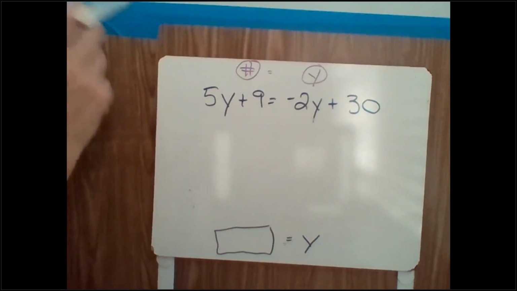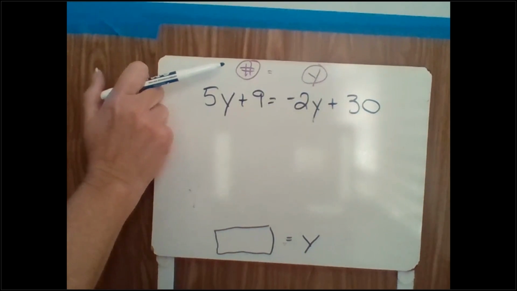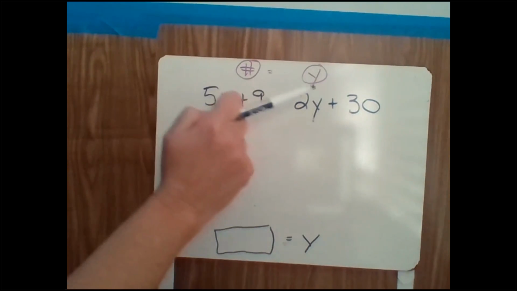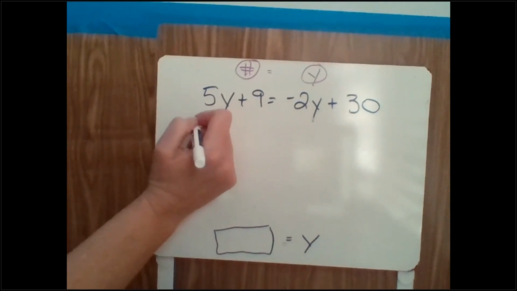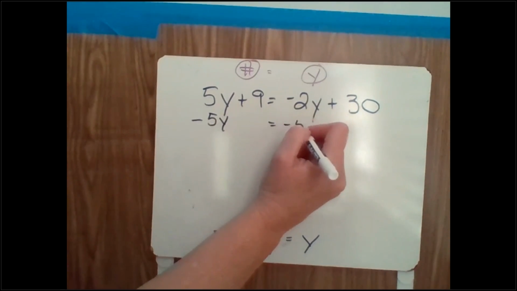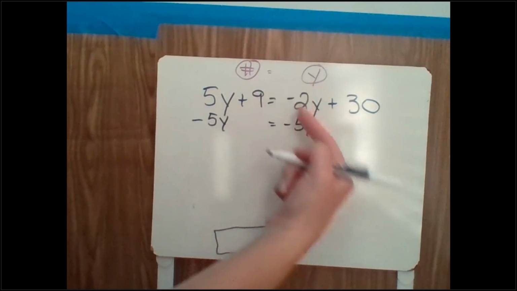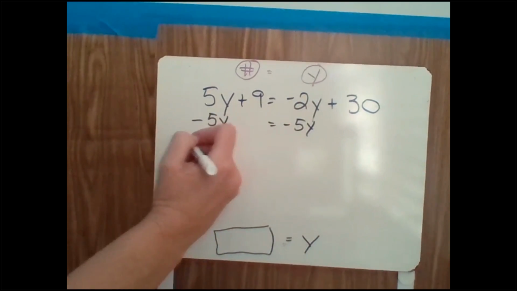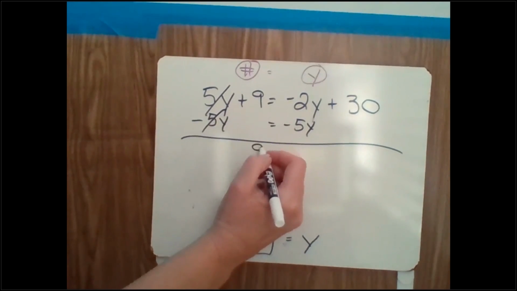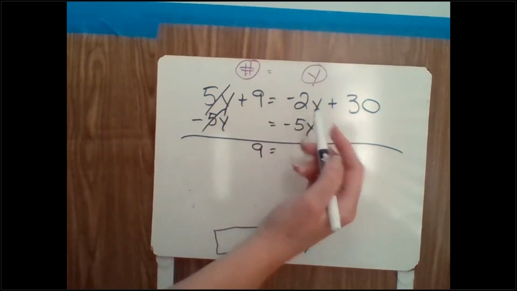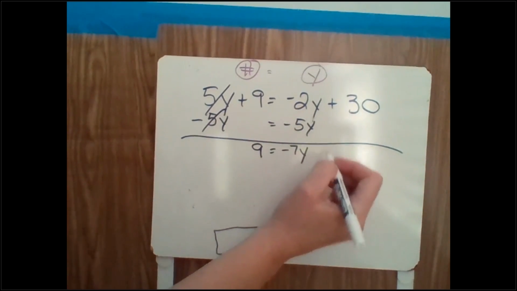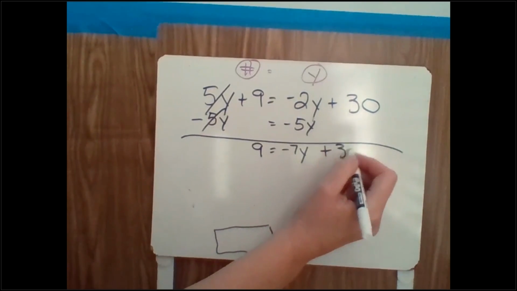Just see what happens. Okay, so I want my numbers on the left, and right now I have this 5y here. I need to move that because I want all my y's on the right side. So to undo it, minus 5y. I'm going to line up minus 5y underneath my negative 2y. Make sure I line it up with my like terms. That's going to cancel. Left with my 9. Negative 2y minus 5y is going to be negative 7y. Still have my plus 30.